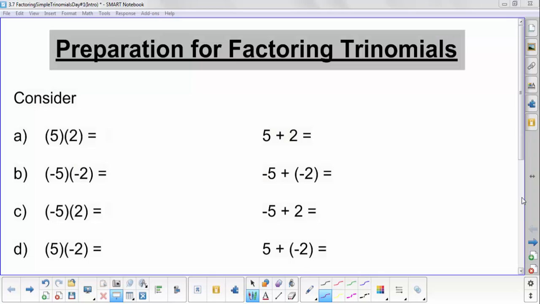Hey everyone, welcome to lesson 3.7. Today we are going to factor simple trinomials.